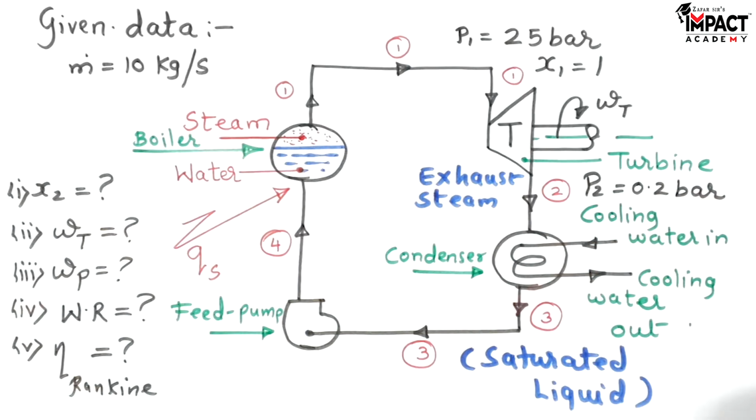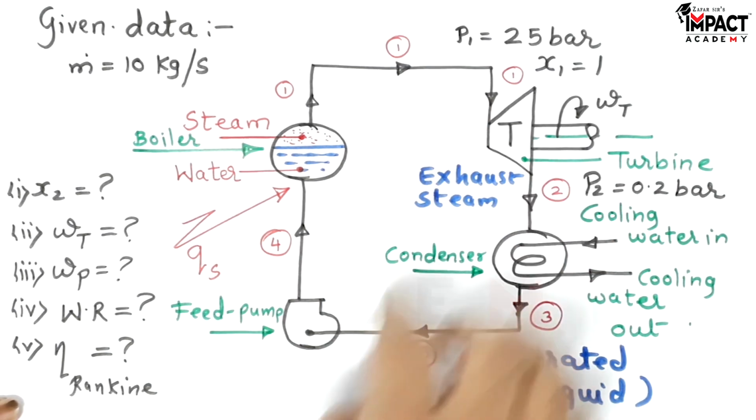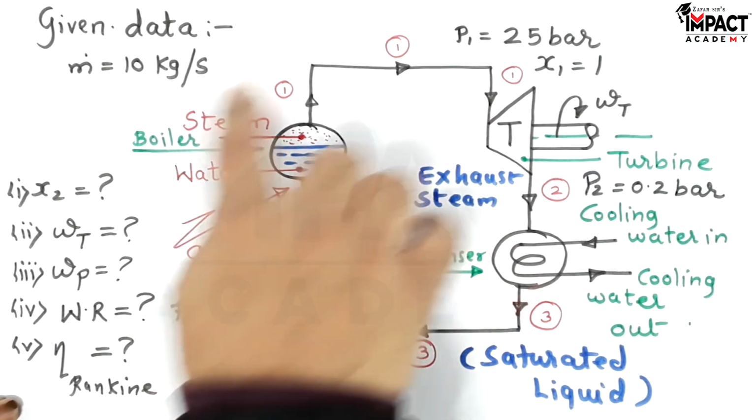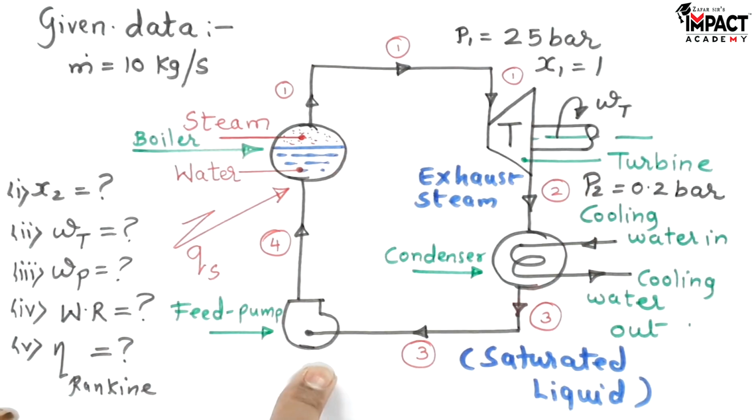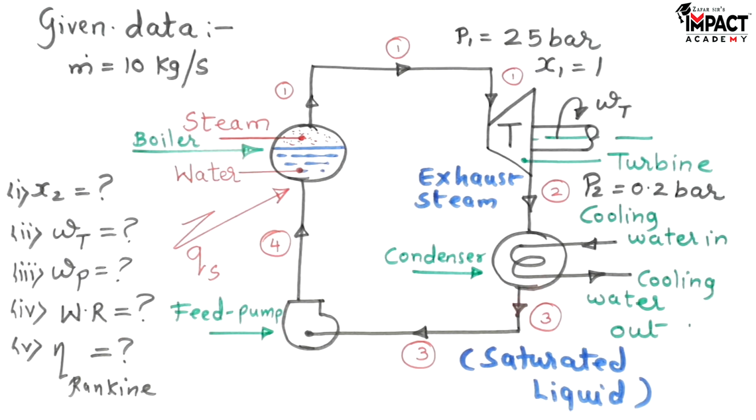So this is the initial setup of the problem. Now to start the problem, I'll explain whenever we are solving a problem related to a vapor power cycle, or we can say the steam power plant, we have to try to get all the enthalpy values. So here there are 4 major points, 1, 2, 3 and 4. So we have to find out all the enthalpy values at all these 4 locations, and then only we can go for the further part of the problem.